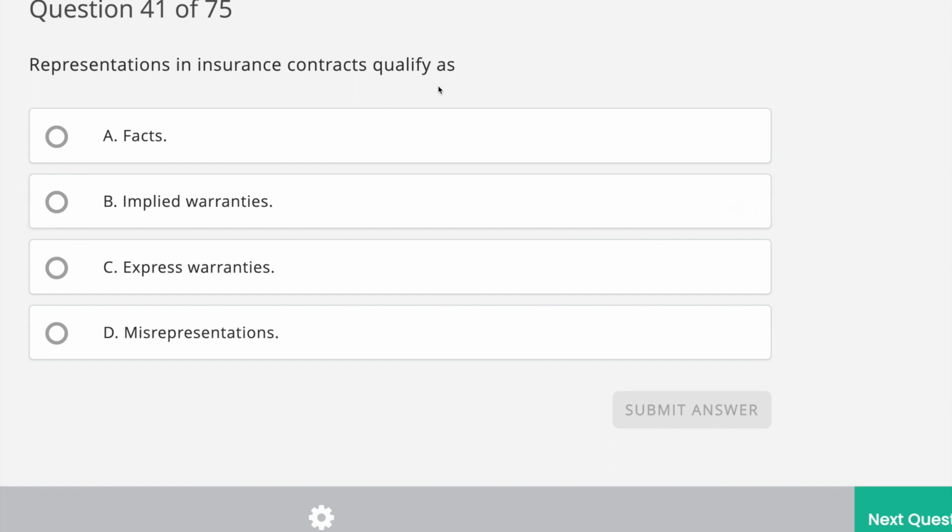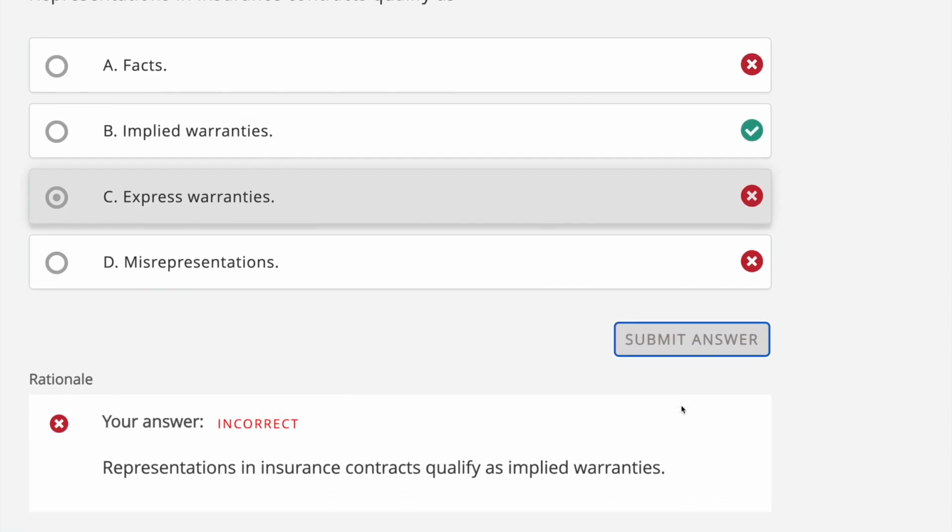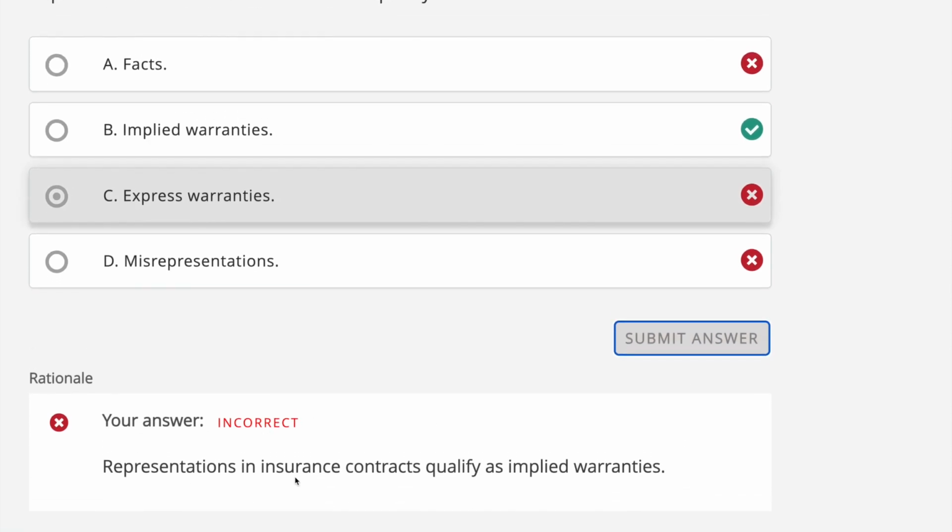Representations in insurance contracts qualify as express warranties. Ooh, implied warranties. Man, I got this one confused. Representations in insurance contracts qualify as implied warranties. Okay, my bad.